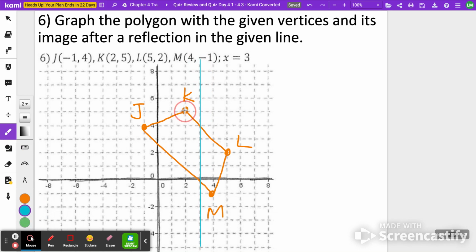K is only one step away from the line of reflection, so that means it's one step on the other side for K prime. L is 2 steps away from the line of reflection, so another 2 steps gets us to the other side. J is 4 steps away, so we go 4 on the other side. And then M is only one step away, so we're one step away on the other side. And as we connect our points, this is an overlapping reflection, but that is okay because we are just following the reflection rule.